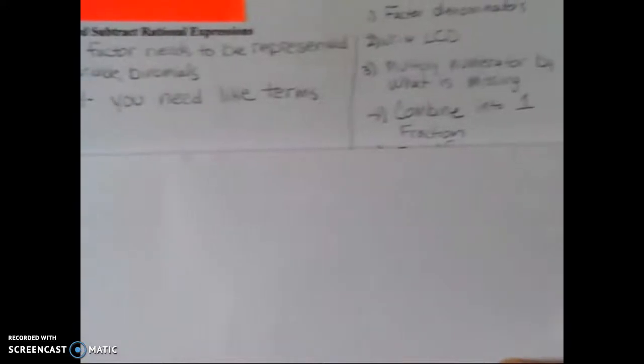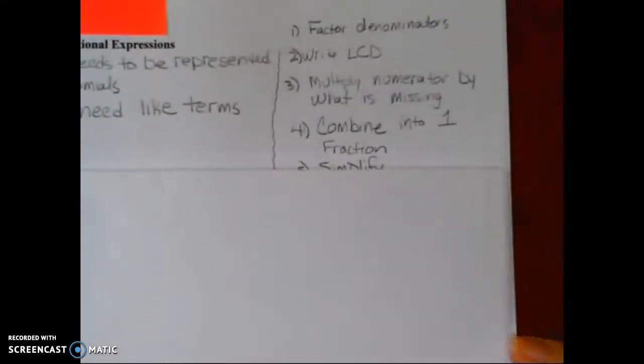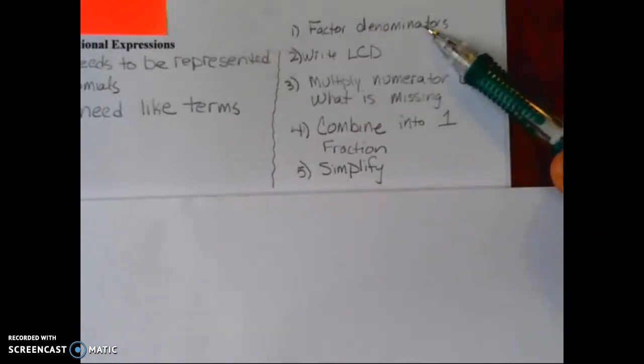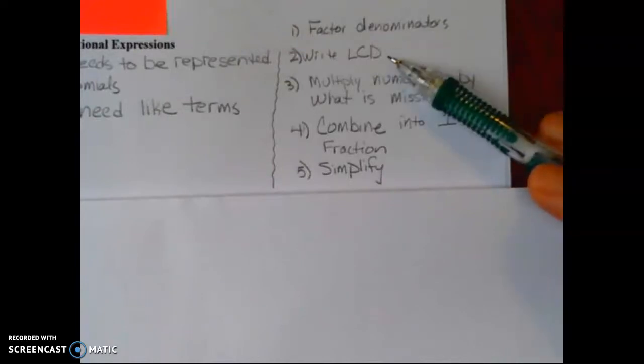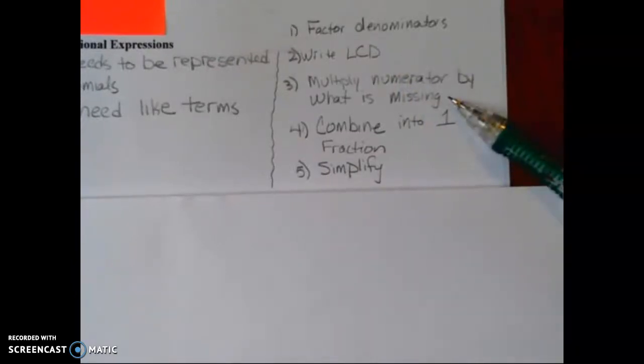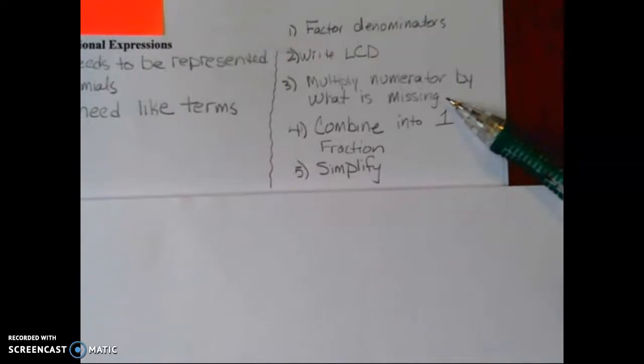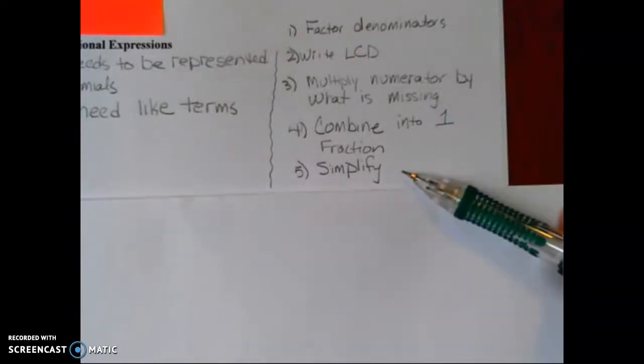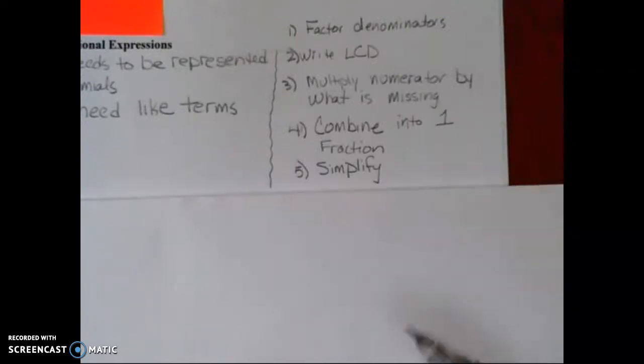There are some steps. You can pause the video and write these down if you want. In order to add and subtract rational expressions, we're going to factor the denominators. We're going to write the LCD in a new fraction. We're going to multiply the numerators by what is missing from the old denominator to the new denominator. We'll combine everything into one fraction and then simplify the remaining fraction.